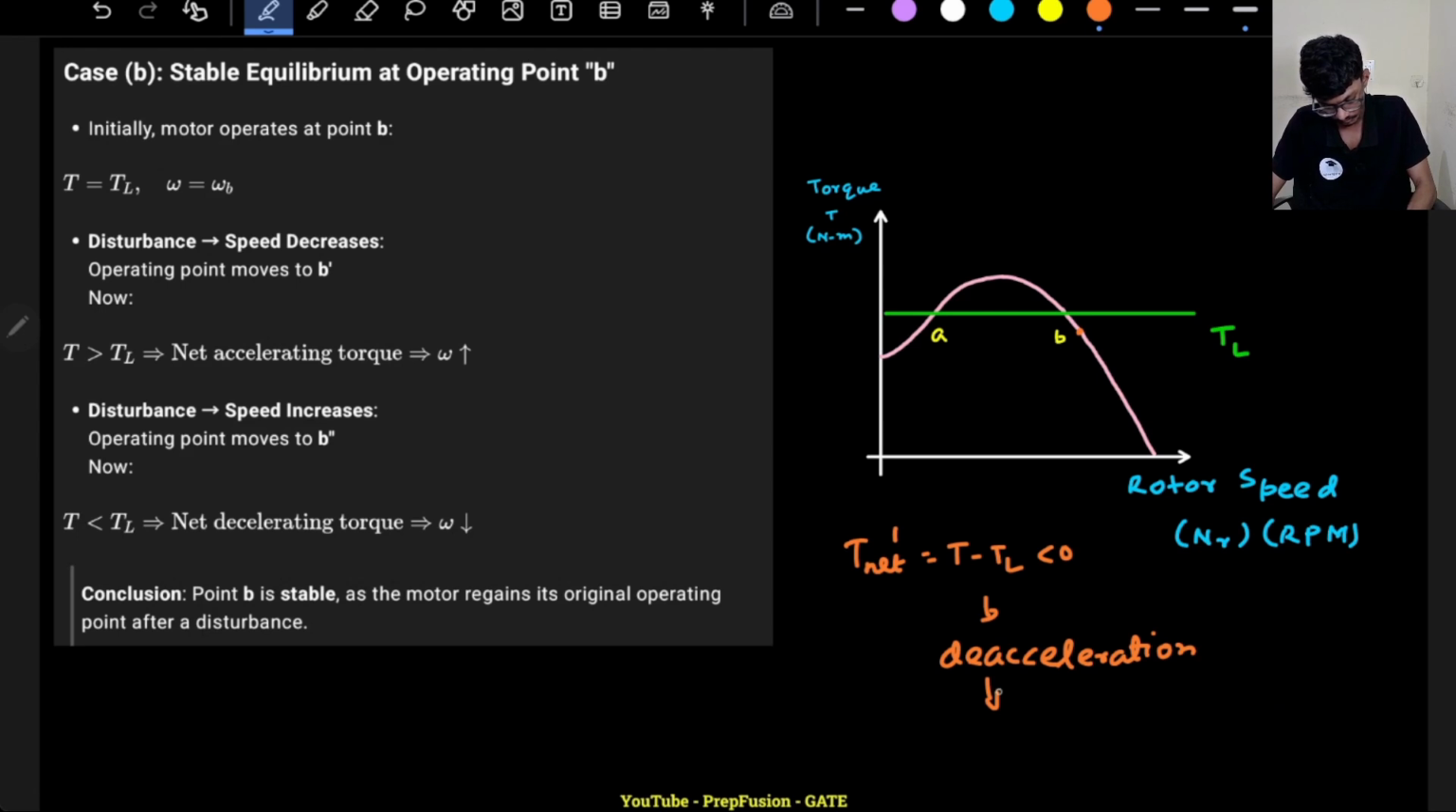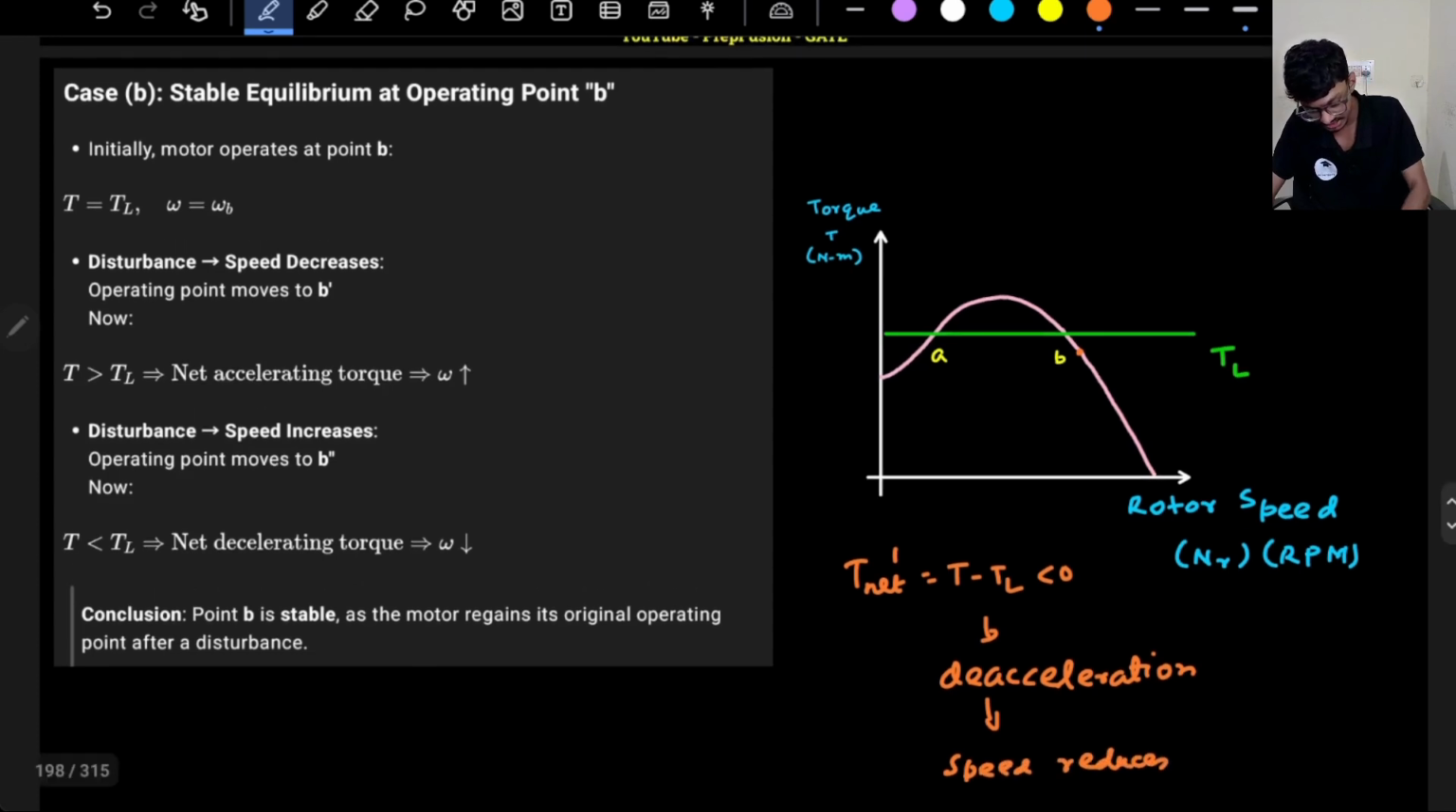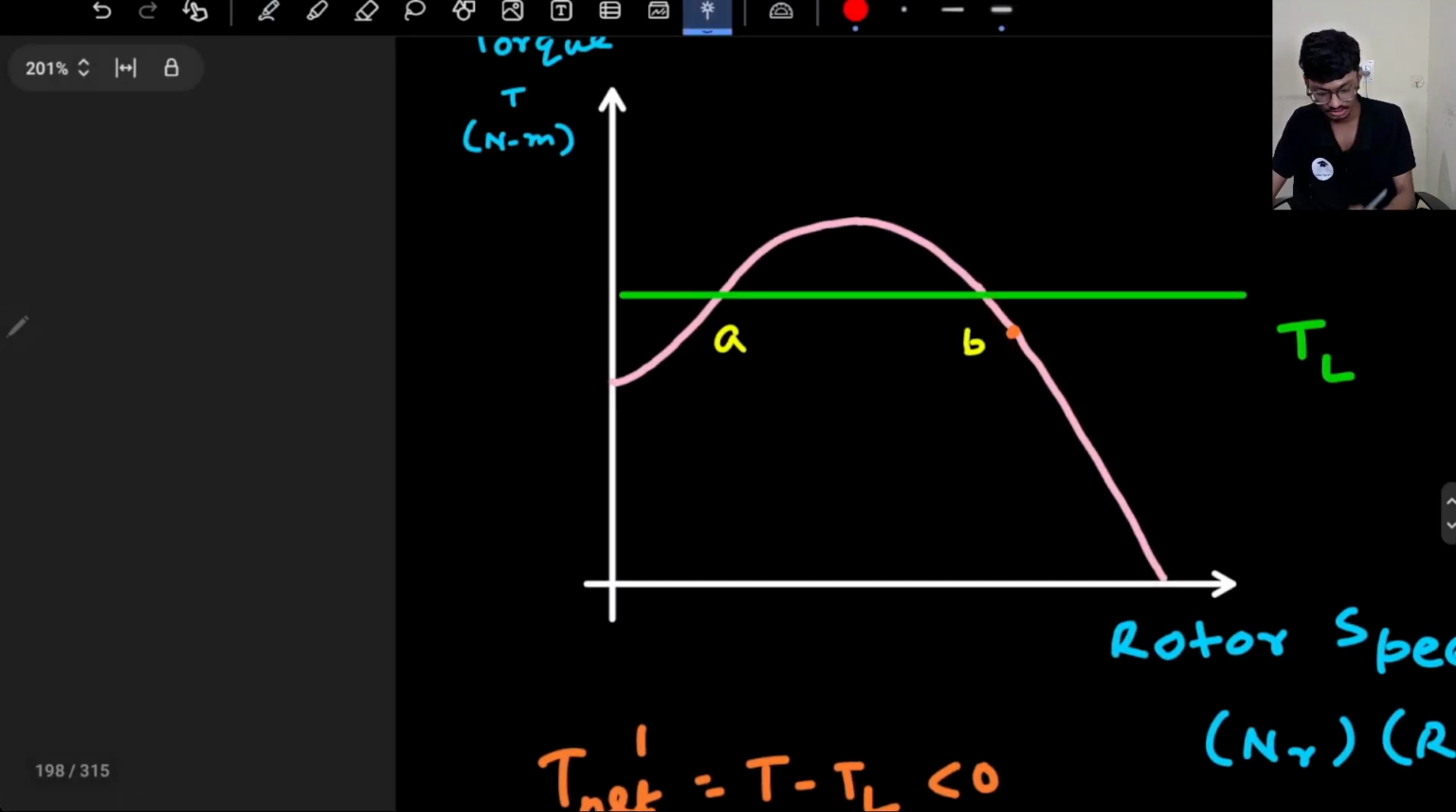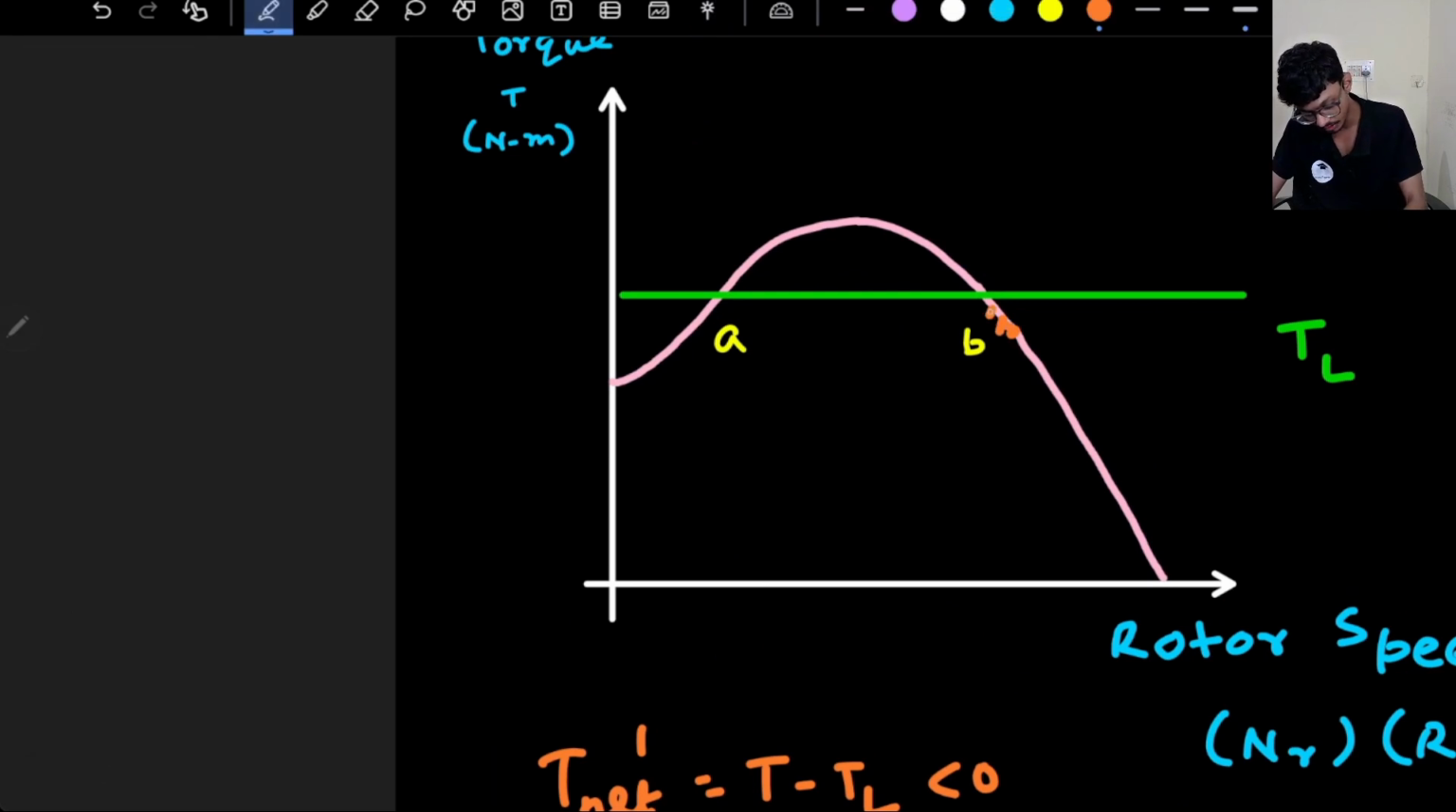So basically there will be deceleration. That means the speed reduces. So if I try to increase the speed, because I have given it some disturbance, the speed reduces. So it will go back to this stable point, right? It will go back to this point.